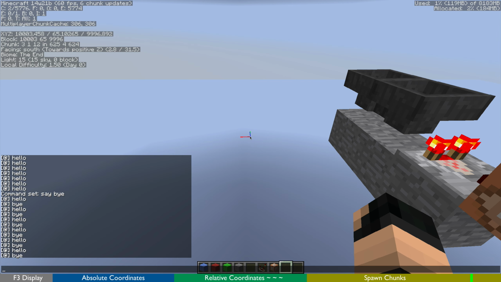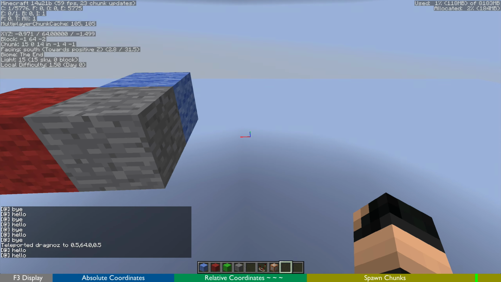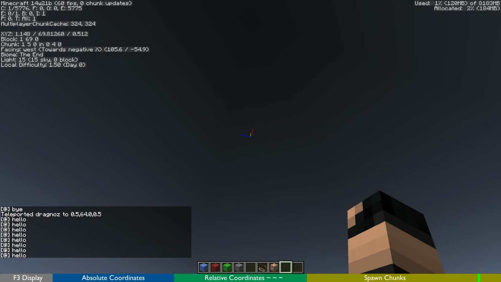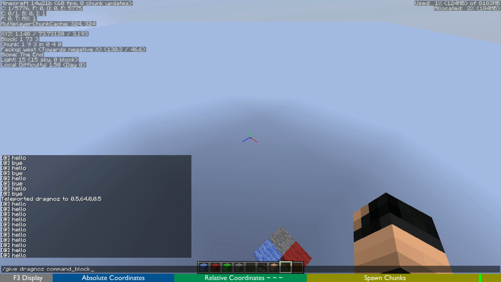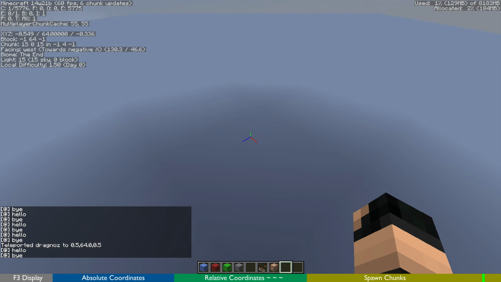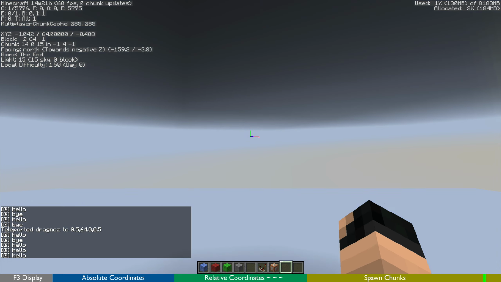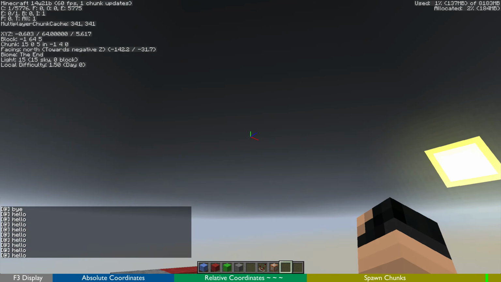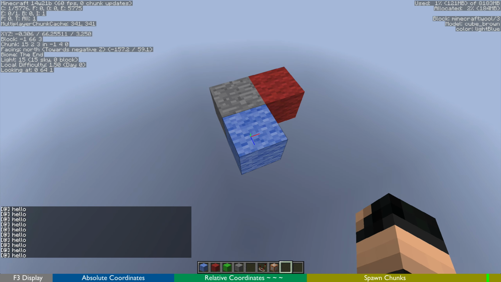Now, if I teleport back to TP at player 0 64 0, you'll see that the hello clock, or the bye clock, no longer works because it's now in an unloaded chunk. If I teleport back to it, you'll see it'll immediately start working again. And if I teleport away, it'll stop working. So this is why you would build your mechanisms in the spawn chunk, so that no matter where you are in the world, it will always work.